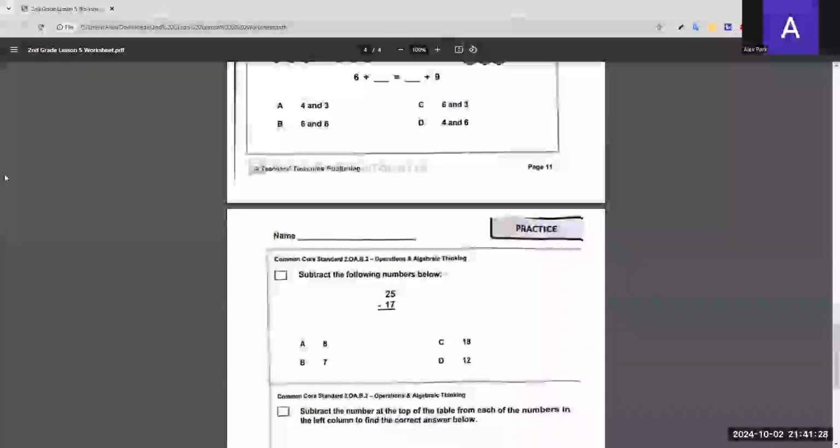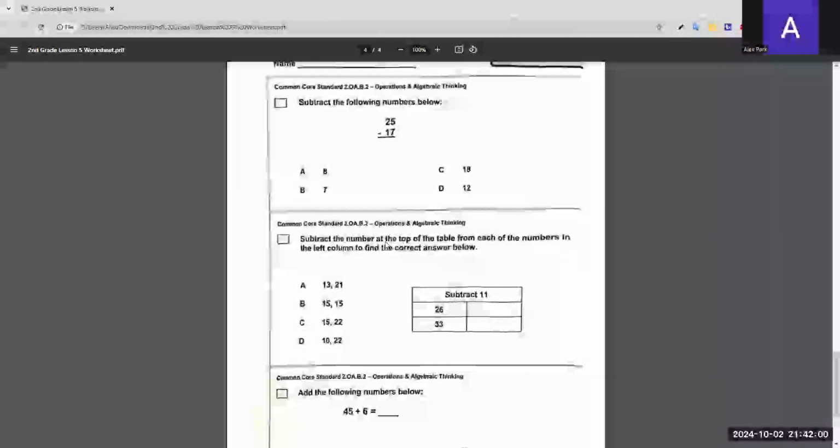Subtract the following numbers below. 25 minus 17. We can't subtract 5 and 7 because 5 is less than 7. So we have to take a 10 from the 2 here. So now the 20 would become 10, and the 5 would become a 15. So now we can subtract 15 minus 7, which is 8. And then 1 minus 1 is 0. So 8 corresponds with A.